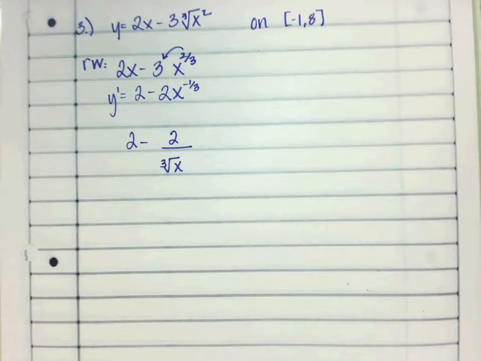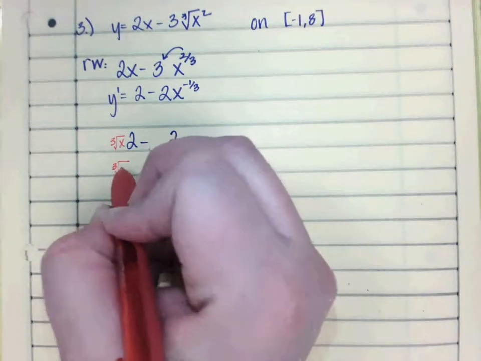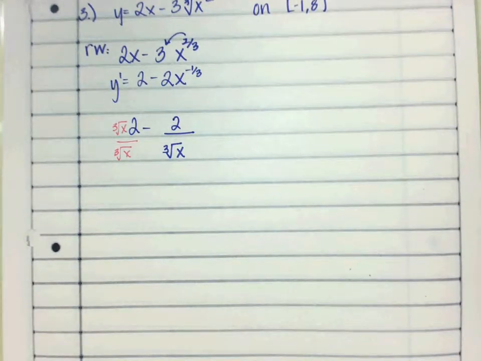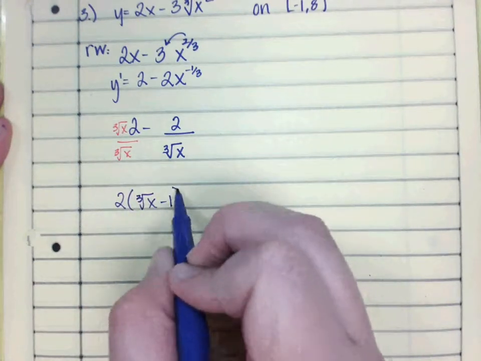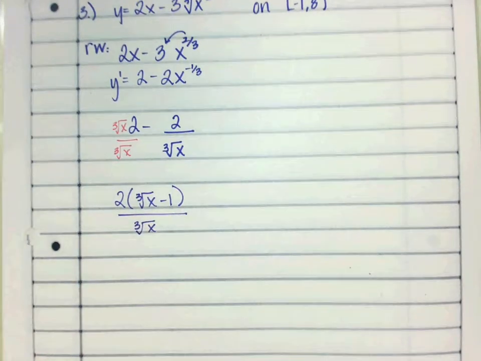Yes? Okay, and then what do you do when your y prime or f prime comes out to be separate terms, not one big term? Common denominator. Good. So I'm going to put a cubic root x here and here. You cannot do a sign chart on multiple terms. They have to be one big term. So from the top, what can I pull out of both of those? 2 cubic root x minus 1 would be left over. On the bottom, I have a cubic root x. So that's y prime.